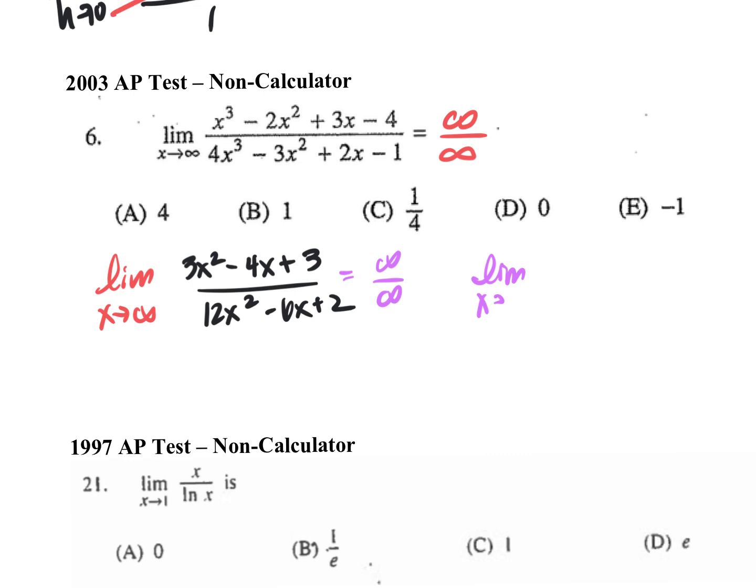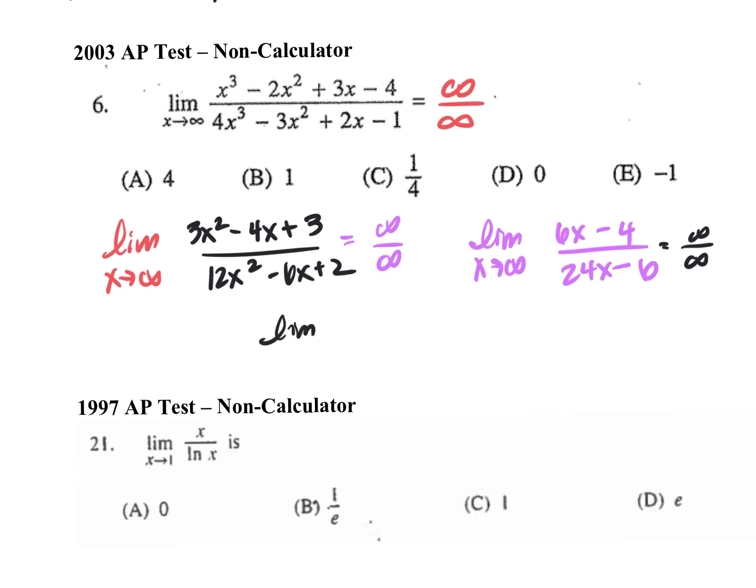Limit as x approaches infinity of, do it again, 6x minus 4 over 24x minus 6. And when I take 6 infinities minus 4 over 24 infinities minus 6, what are we getting? Infinity over infinity still. I believe it's our last time, y'all. Derivative of the first. Derivative of the second. That's it. That's all we can do. Final answer. 1/4. You got it.